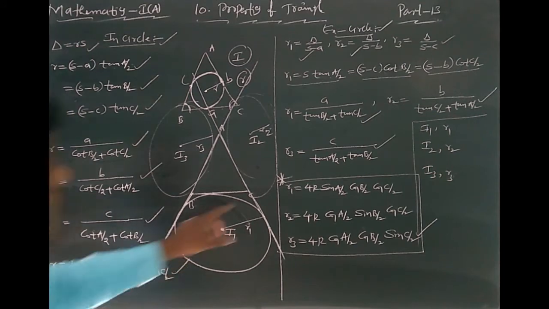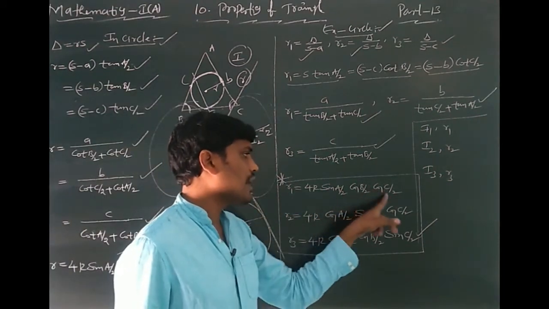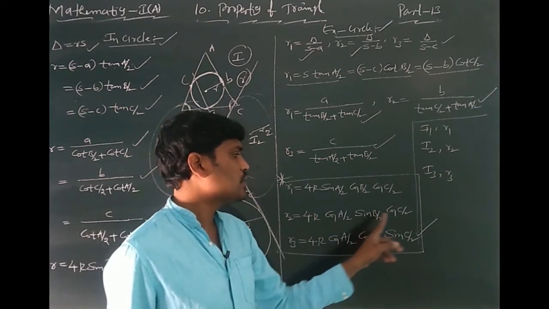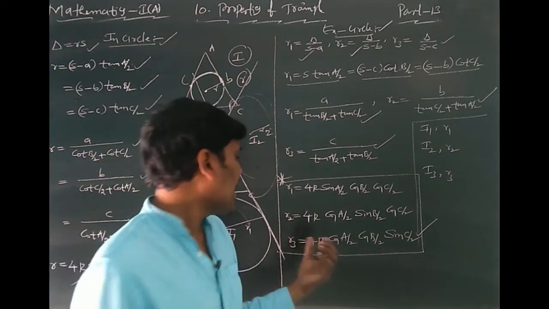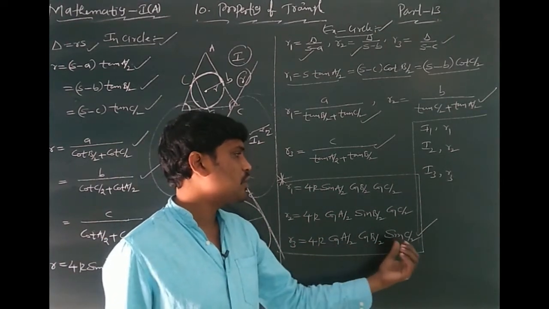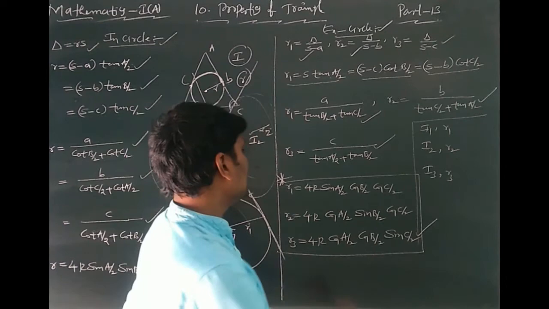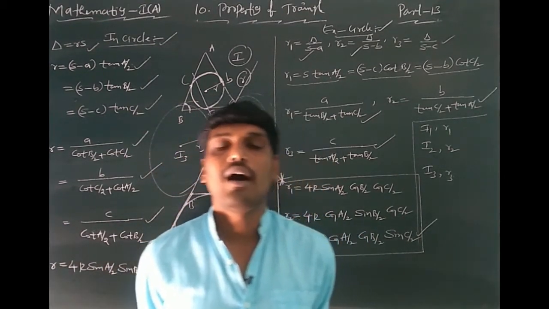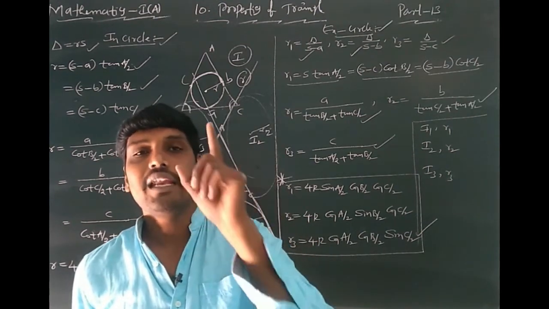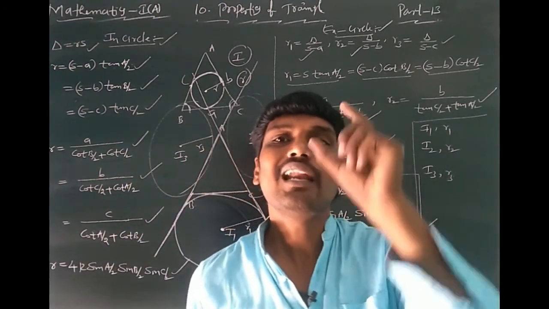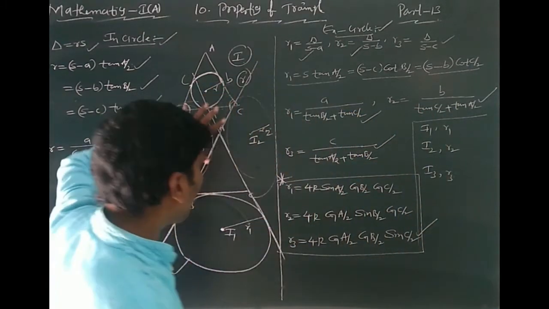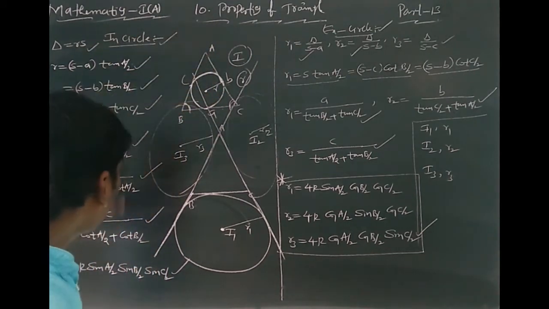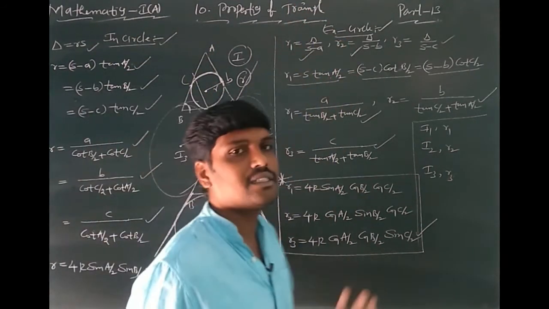These are: R1 equal to 4R sine A by 2 into cos B by 2 into cos C by 2. R2 equal to 4R cos A by 2 into sine B by 2 into cos C by 2. R3 equal to 4R cos A by 2 into cos B by 2 into sine C by 2. These are very important formulas. In these formulas, R1, R2, R3 are excircle radii. Which circle radius? Excircle radius. Similarly, this is the excircle definition, this is the incircle definition. These are the incircle formulas, these are the excircle formulas.